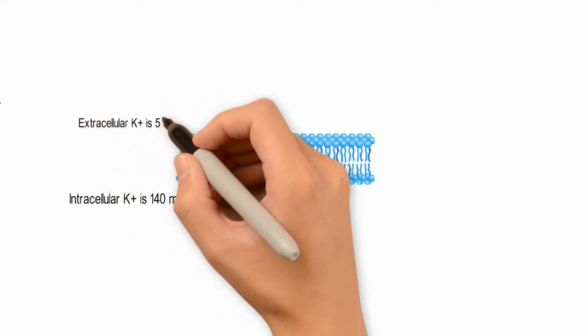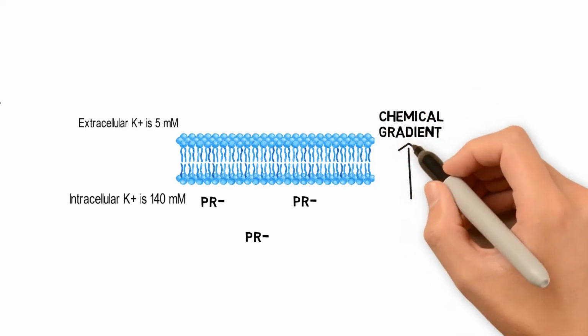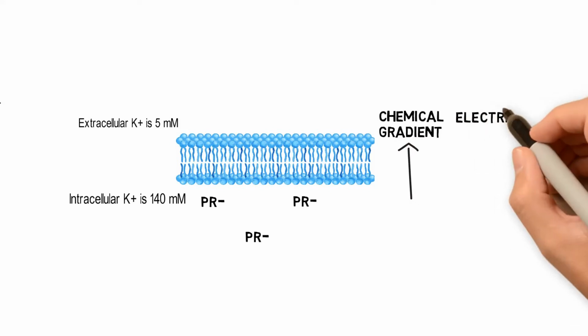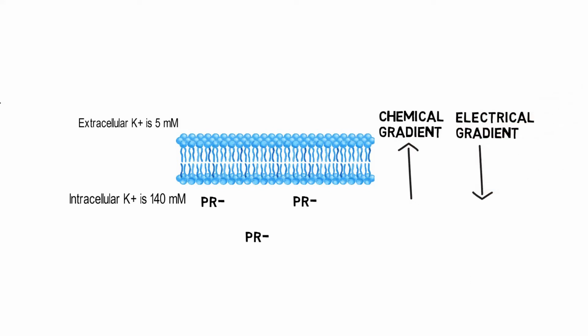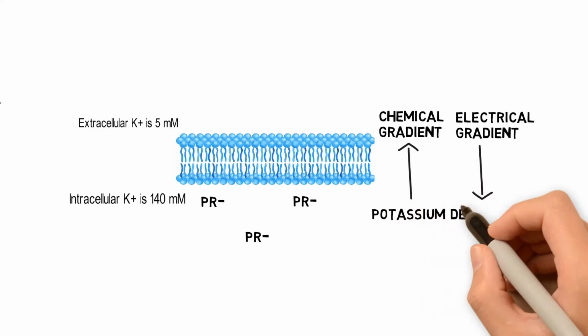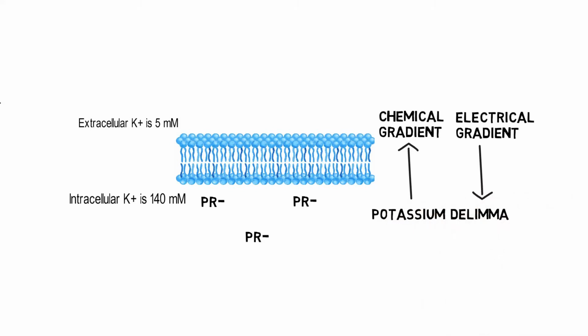Inside the cell, the potassium level is 144 millimoles, while outside the cell, the potassium level is 5 millimoles. In the neuron, the membrane is permeable to potassium, so it can pass through the cell membrane easily. Again, the cell contains proteins that are negatively charged. The chemical gradient for potassium is to move out of the cell, but the electrical gradient is to stay inside the cell. This is known as the potassium dilemma.